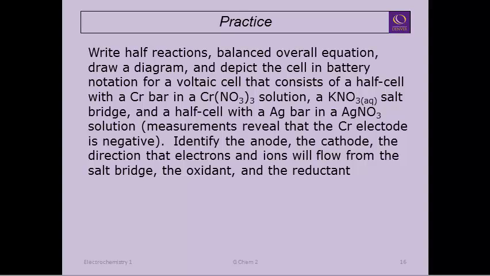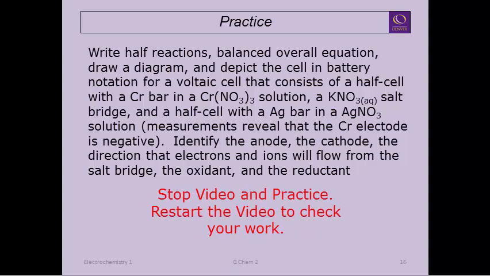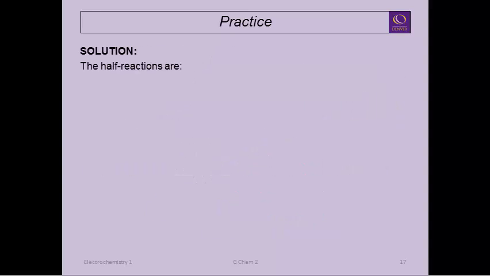And what I'd like you to do, and I give this away, is that measurements reveal that the chromium electrode is negative. In other words, that's where it's building up negative charge, so oxidation's taking place. So identify the anode, the cathode, the direction the electrons and ions will flow from the salt bridge, and the oxidant and the reductant. So now stop your video, try and get all these things into your diagrams and equations, and when you feel like you've got it done and you want to check your work, you can restart the video.